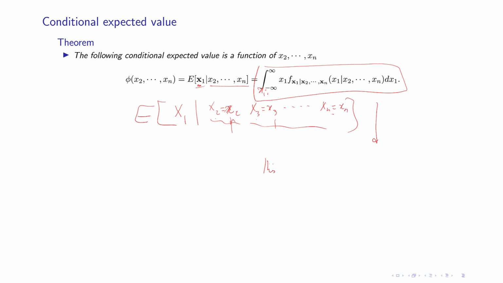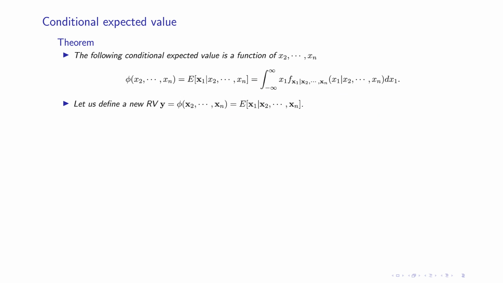This is a function of x2, x3 up to xn. So this function allows you to form a new random variable y. So this is a function of x2 to xn. So I define a new random variable. So we define it. Now in this theorem we want to prove the mean of this random variable y.